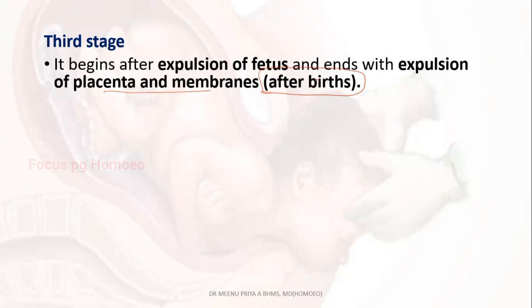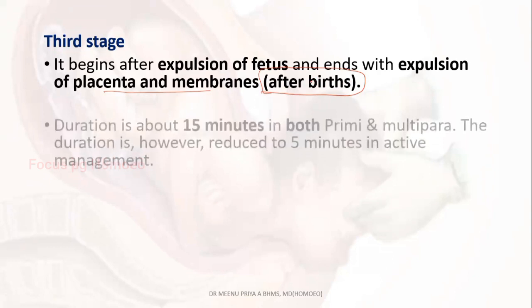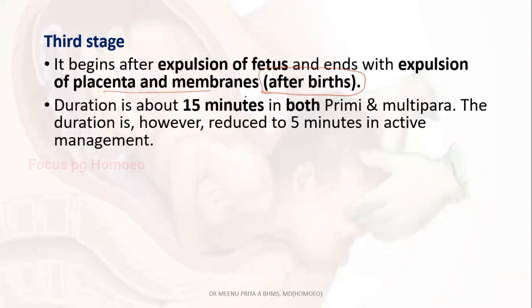So the third stage is expulsion of the placenta and membranes. The duration is usually 15 minutes in both primigravida and multipara. The duration is, however, reduced to 5 minutes in active management. If active management is done, then it can be reduced to 5 minutes.